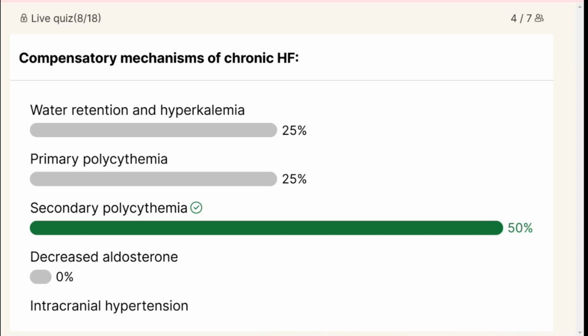Is it primary polycythemia? No, because primary polycythemia is a disease in the bone marrow, but rather what it is, is secondary polycythemia, meaning polycythemia that is because of some underlying condition, which is the third option. It's not primary polycythemia. And it's not decreased aldosterone, obviously, because aldosterone increases in heart failure pathogenesis, and intracranial hypertension has nothing to do with the pathogenesis of heart failure.